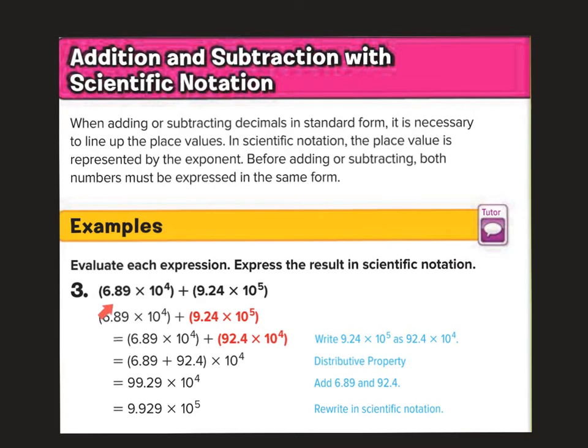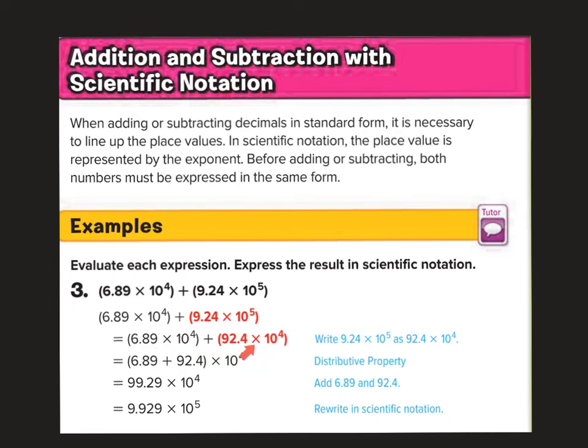So we've got 6.89 times 10 to the fourth plus 9.24 times 10 to the fifth. Now the interesting thing about adding and subtracting with scientific notation is that our powers have to be the same. So we have 10 to the fourth here, 10 to the fifth here. In order to be able to add these, I have to move my decimal place in 9.24 one to the right and take away 1 power of 10. So if I move my decimal one to the right, I will get 92.4 times 10 to the fourth. So now I've got the same powers, 10 to the fourth and 10 to the fourth.